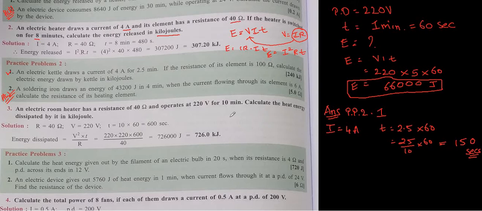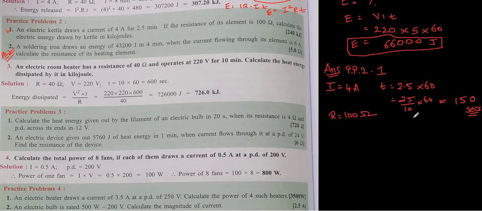So that is the time. Now, if the resistance for the element, so element resistance R, is given as 100 ohm, calculate the electric energy drawn by the kettle in kilojoules. So we have to find the answer in kilojoules. So we say E is equal to I square RT.